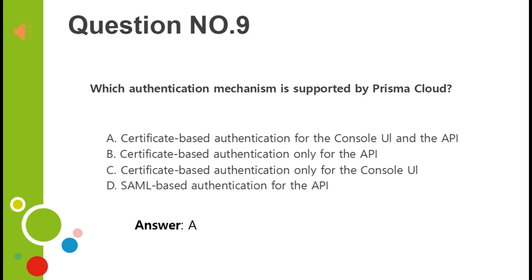Which authentication mechanism is supported by Prisma Cloud? A. Certificate-based authentication for the console UI and the API. B. Certificate-based authentication only for the API. C. Certificate-based authentication only for the console UI. D. SAML-based authentication for the API. Answer: A.